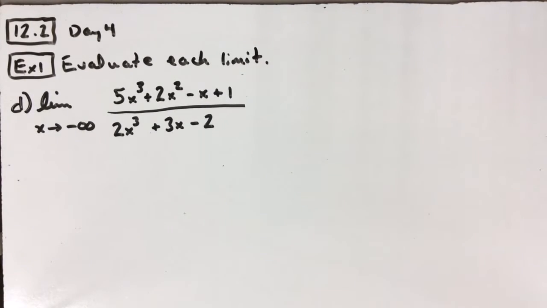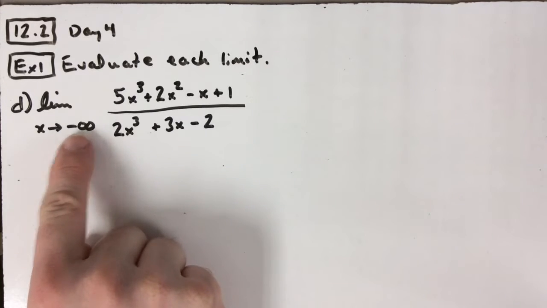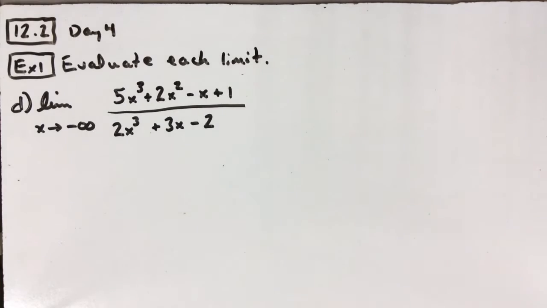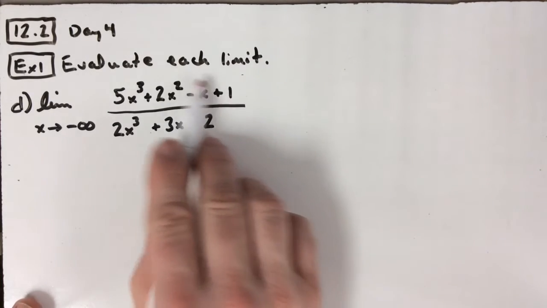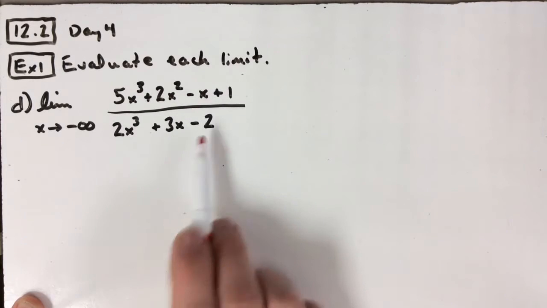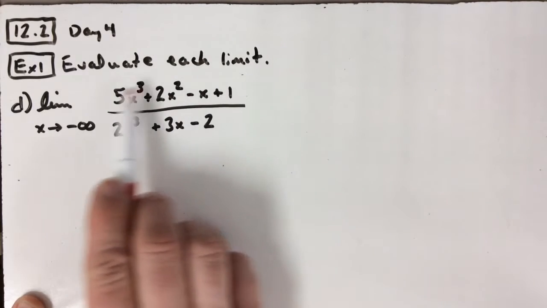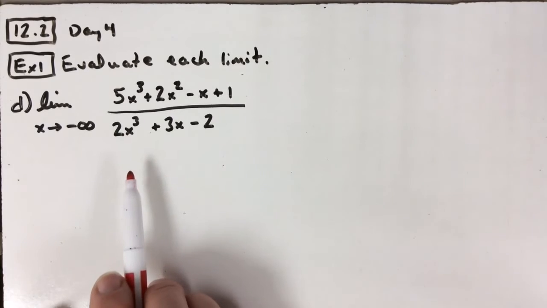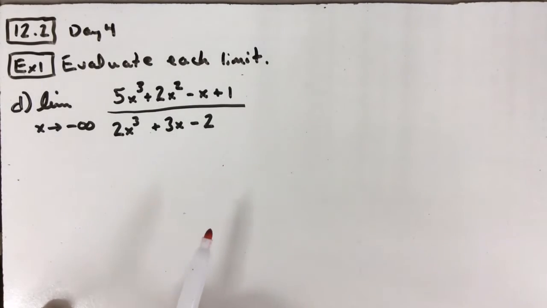12.2 Day 4, Example 1d. Again, we're going to evaluate the limit, but unlike the first couple parts of Example 1, parts A, B, and C, we're not taking positive or negative infinity and plugging it into a polynomial. This time what we're doing is we're plugging it into a rational function. We have a polynomial on the top and a polynomial on the bottom of our fraction. And when we do that substitution, we need to do that a little bit differently than the process for polynomials.